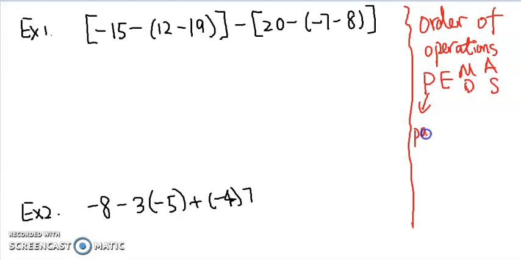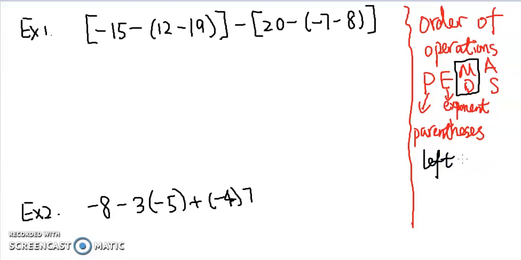P here means parenthesis. If we have parenthesis, we must do parenthesis first. E means exponent, M means multiplication, D means division, A means addition, and S means subtraction. Although when we say it, we say my, dear, Sally, it may make you think multiplication goes before division, but that's not the case. Multiplication and division have the same priority. You follow the left to right order. When you see multiplication and division together, whichever goes first, you do it.